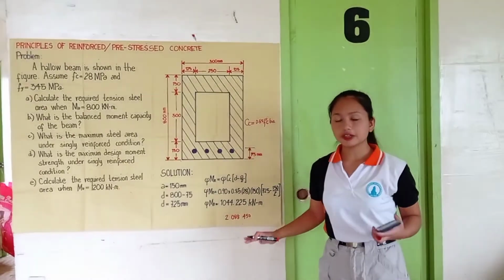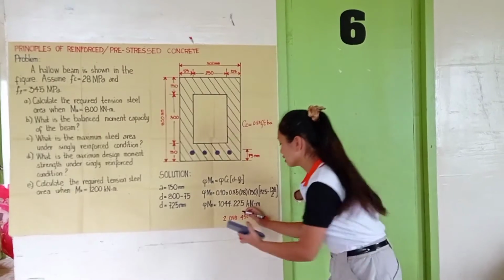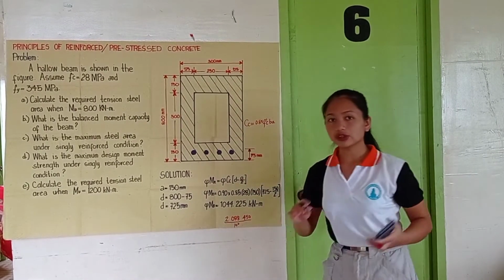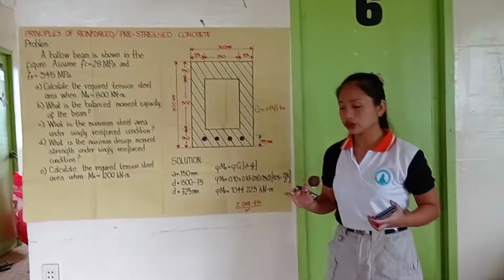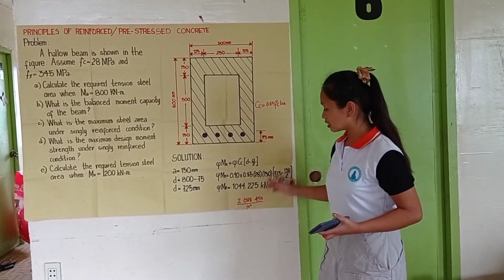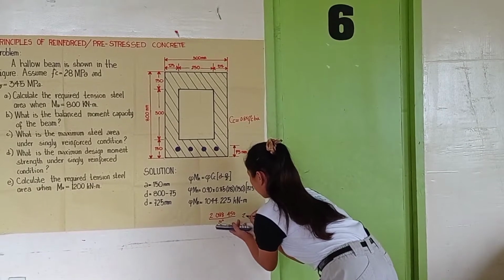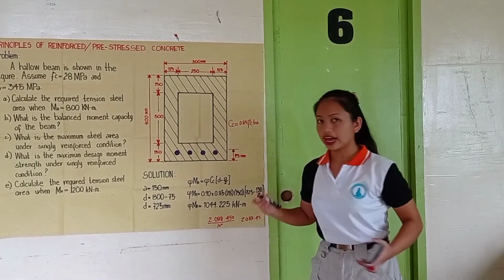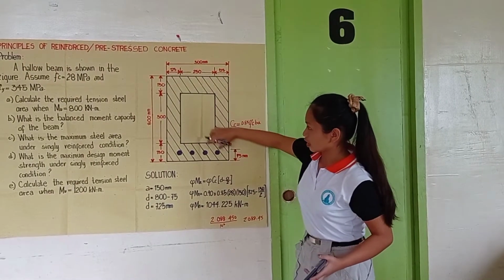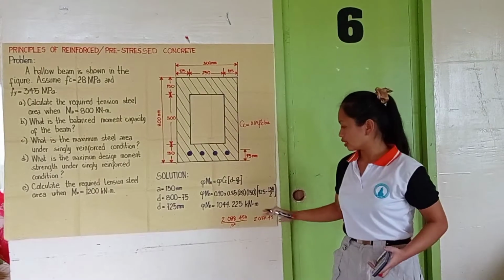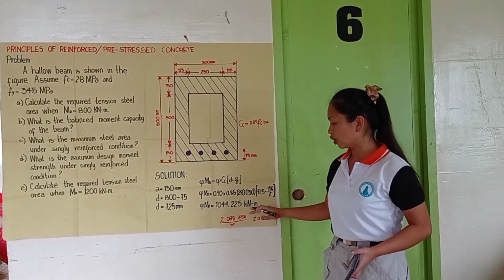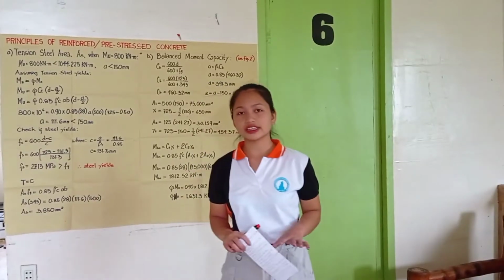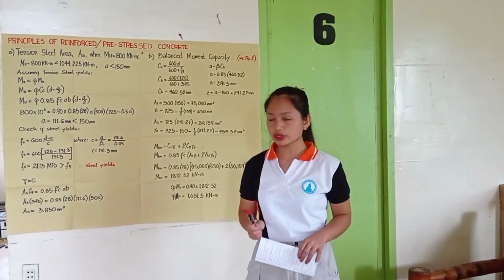This number will be divided by 10 raised to the power of 6, so that we can attain the kilonewton meter unit. So that is 2,088.45. We will divide it by 2 since there are 2 sections here. So the answer is 1,044.225 kilonewton meters.